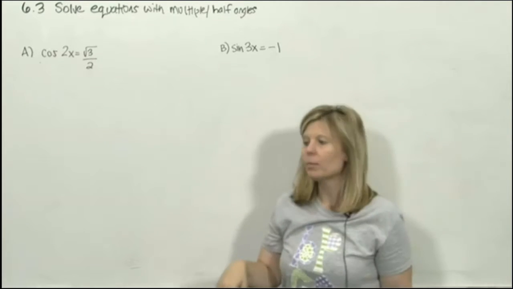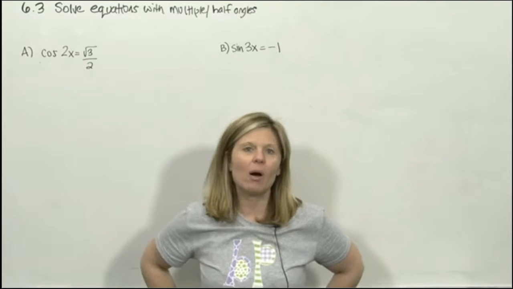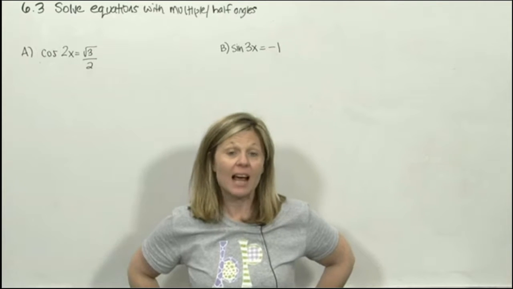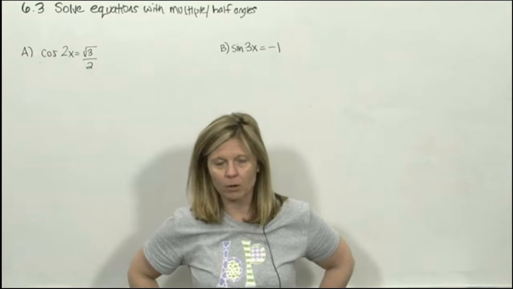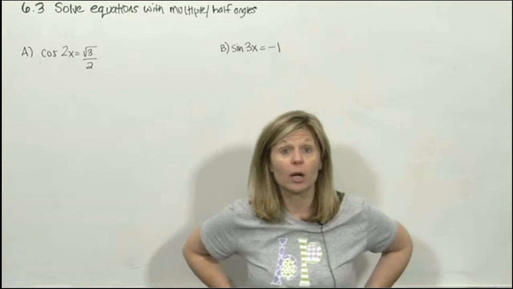Hey everybody, we're back. We're in section 6.3 still, and now I want to show you what's going to happen if we're trying to solve a trig equation that has a double or half angle, but substitution is not going to work. And let me show you the reason why substitution doesn't always work.